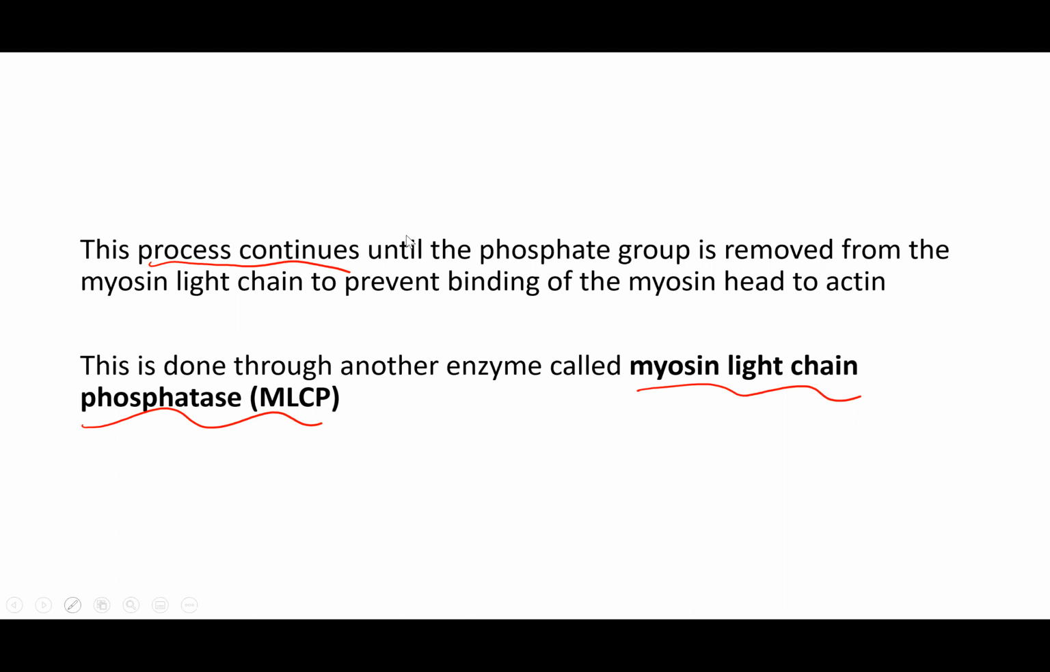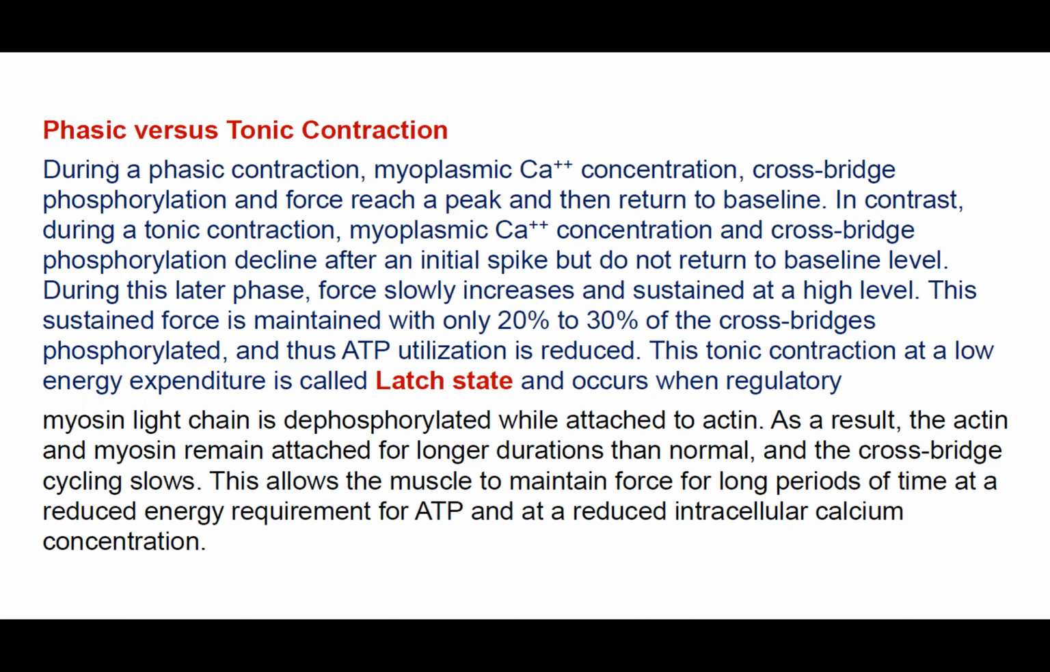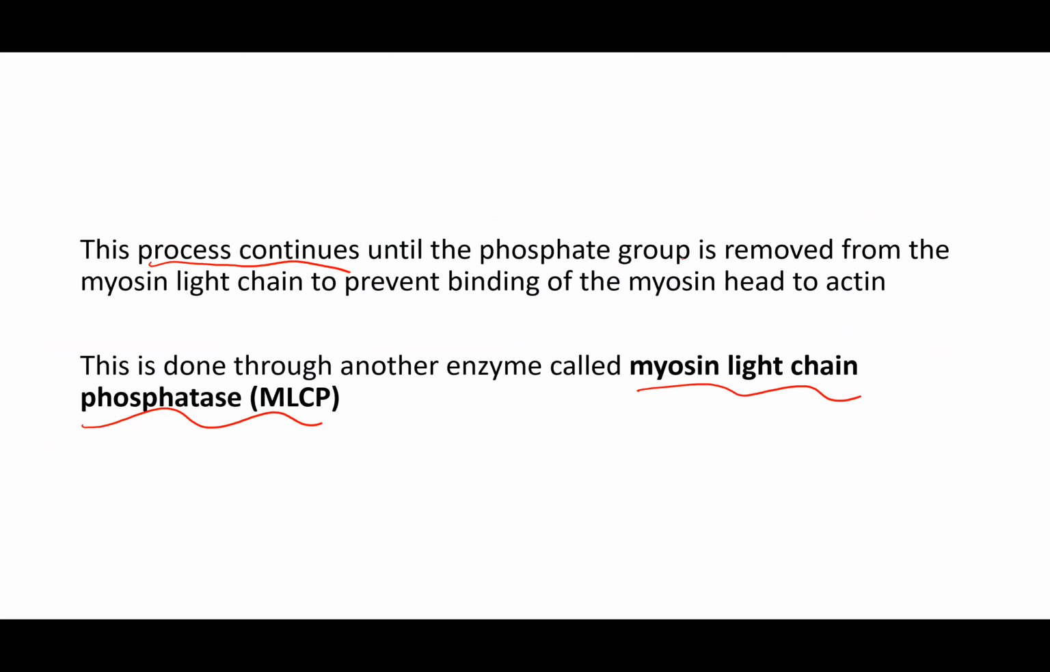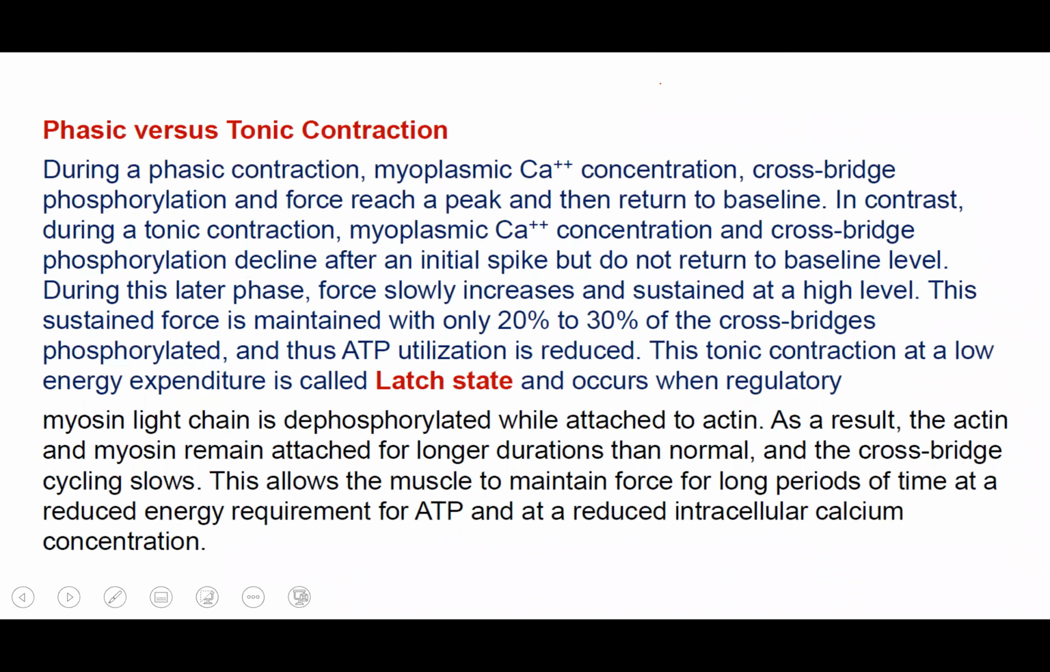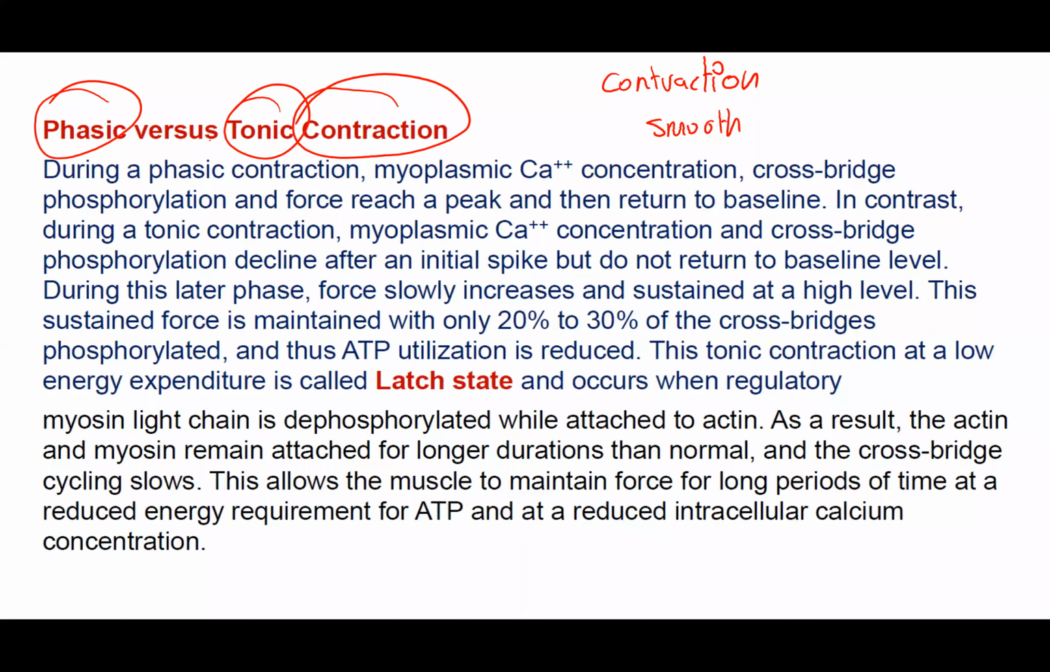Let's move on to the next topic. We've been talking about contraction. So we've talked about how contraction happens and how the whole process works. Now what we need to talk about is the properties of this contraction. So there are two types of contractions in a specific smooth muscle, something known as the phasic contraction and something known as the tonic contraction.